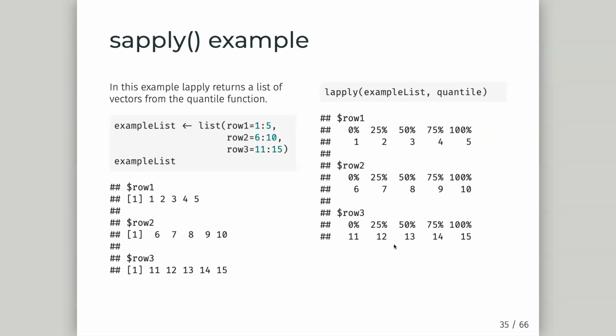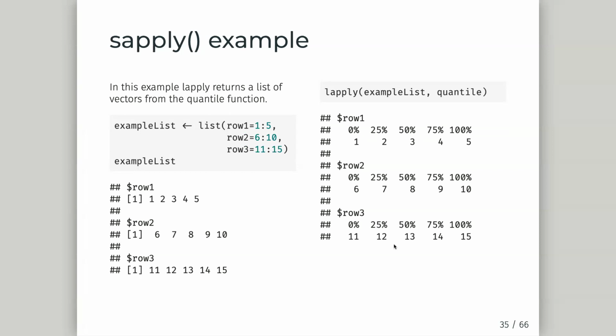This starts to get much more useful when you're operating on things which are a little bit more regular and can be forced back into a matrix. So here I'm going to create a list. I'm going to have row 1, 1 to 5, row 2, 6 to 10, row 3, 11 to 15. If I was to do lapply on this and ask for the quantiles, quantile being a function, it would give me back the five quantiles of the data.